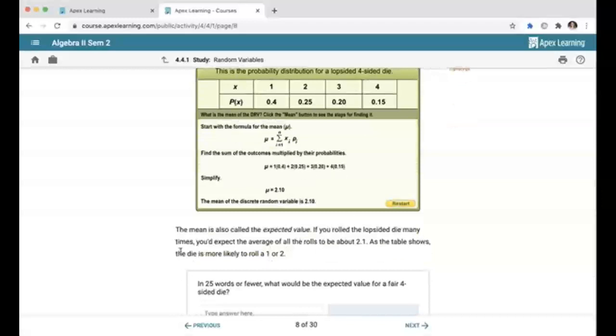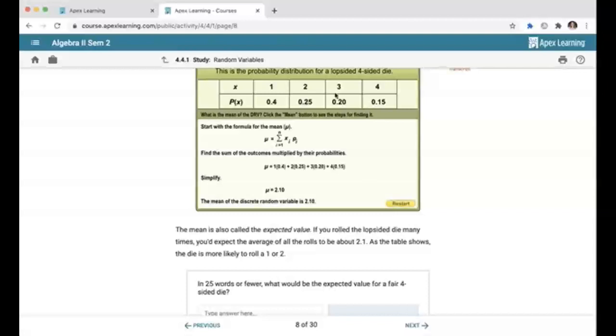So this is our discrete random variable. This is its mean value. The mean is also sometimes called the expected value. It's saying here, if you rolled the lopsided die many times, you'd expect the average of all the rolls to be 2.1.